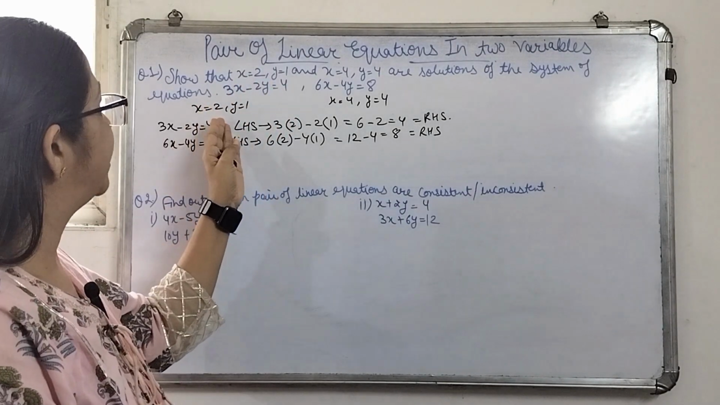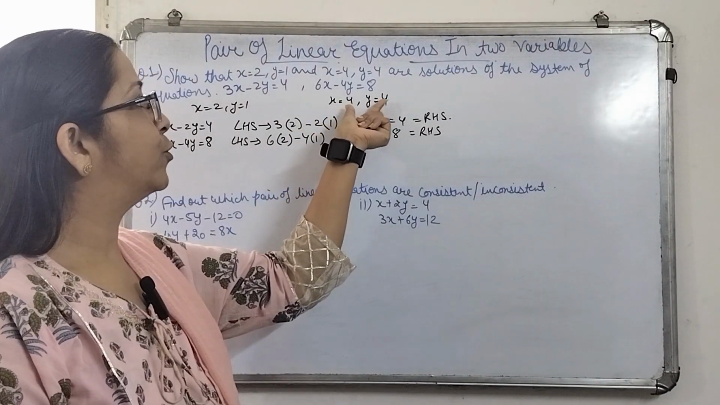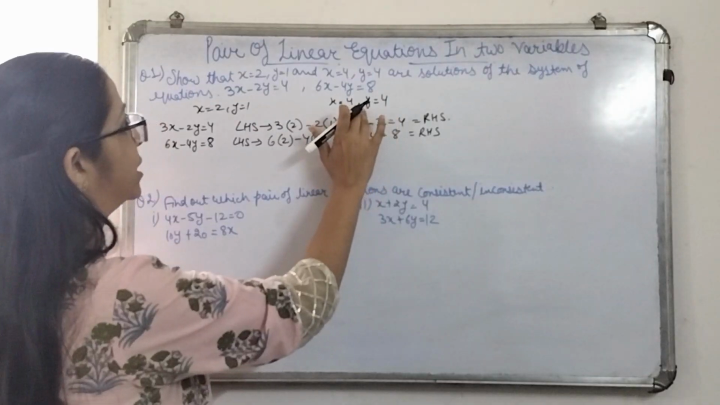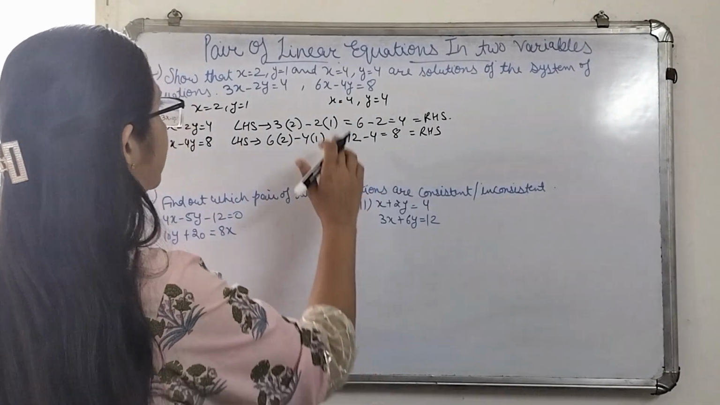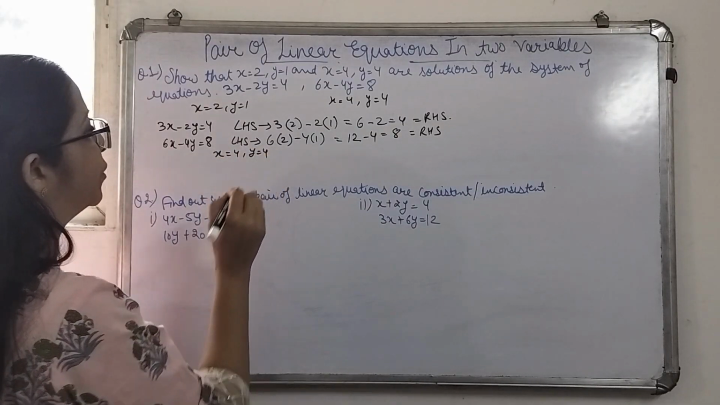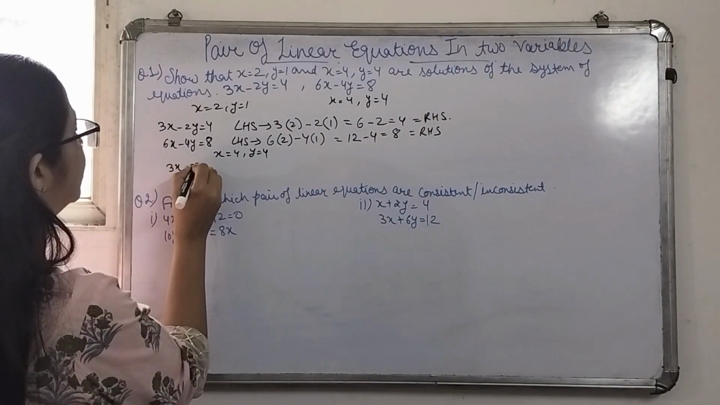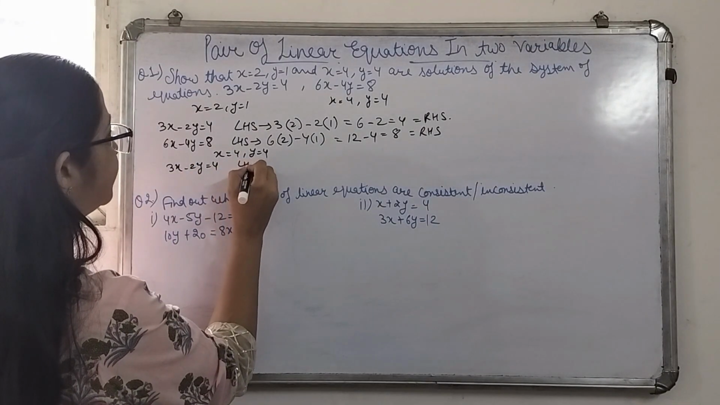Now we will check for the coordinates x = 4 and y = 4. If we put these values of x and y in both the equations, are they satisfying them or not? So now we take x = 4 and y = 4. First equation again we are checking. It is 3x - 2y = 4. We take the LHS part.